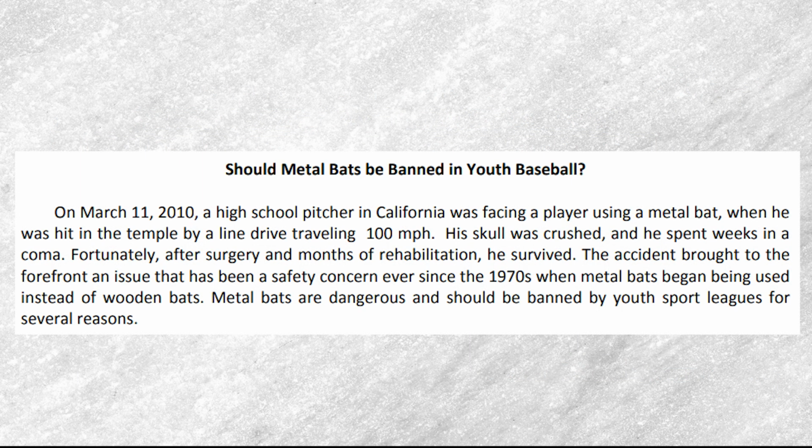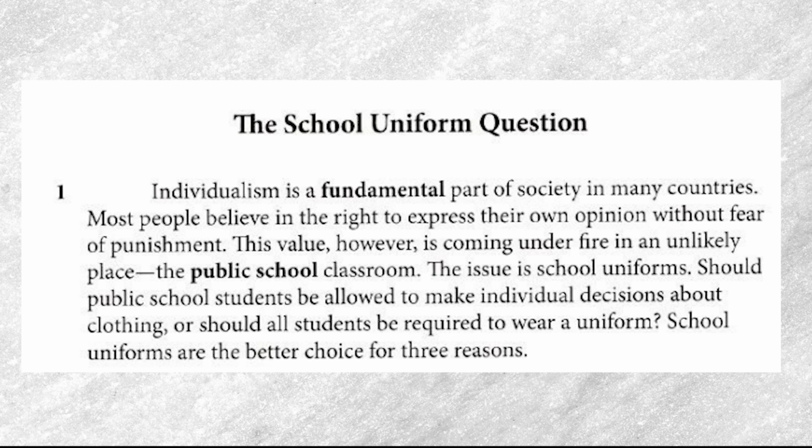Going to metal bats. With this one, the thesis at the end of it is that metal bats are dangerous and should be banned by youth sports leagues. It's clear, it's to the point, and it comes at the end of the introductory paragraph to push forward the reader into the debate coming up. Looking at one more thesis. In this one, the author seems to begin an argument in support of school uniforms. "School uniforms are the better choice for 3 reasons." See how distinct and clear that is. They directly say, school uniforms are the better choice for 3 reasons. And they're going to give you those 3 reasons in the body paragraphs coming up further in the essay.